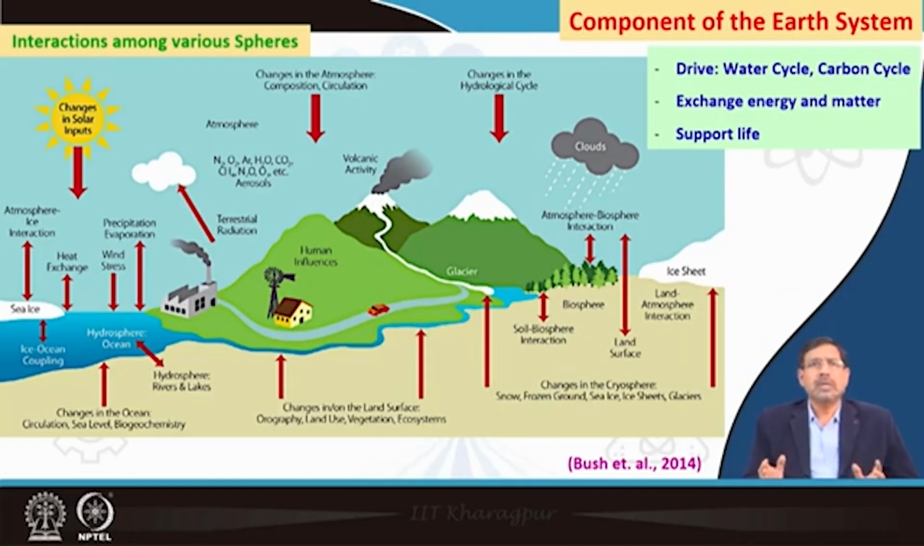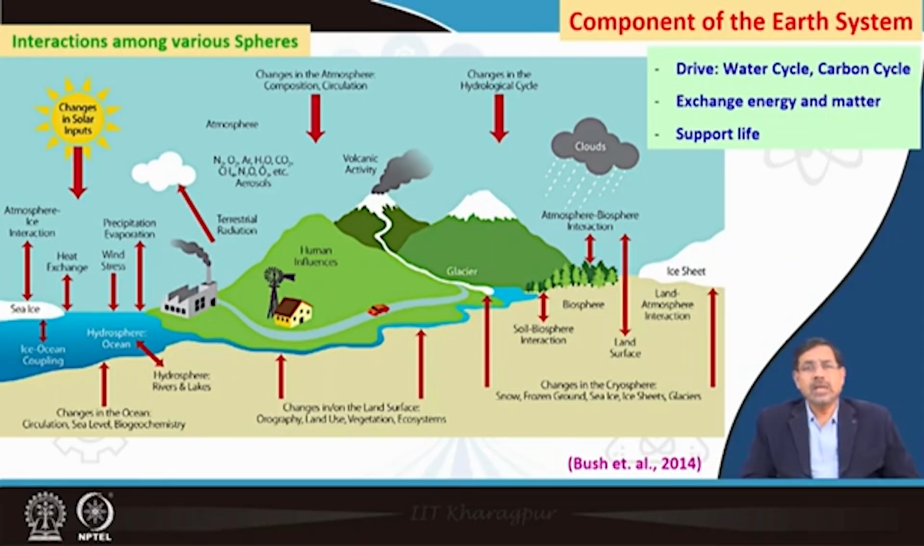And they dominantly form the various interactions among various spheres, and the drivers we understand: the water cycle, the carbon cycle, and one of the dominant greenhouse gases, carbon dioxide. So we are now concerned with carbon, methane, water vapor, and nitrous oxide. We put these three as the well mixed greenhouse gases: the carbon dioxide, the methane, the nitrous oxide. So all these greenhouse gases are considered as the drivers.